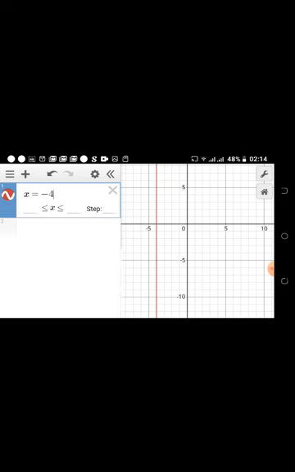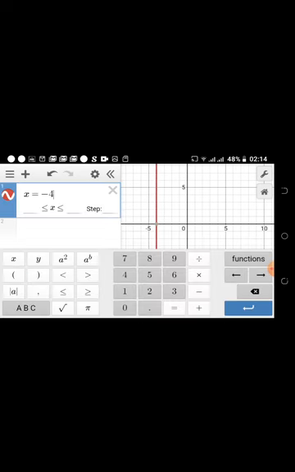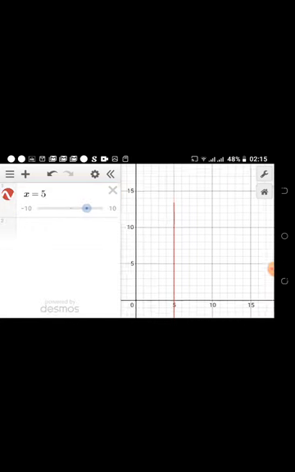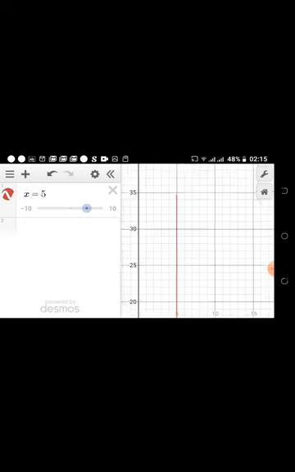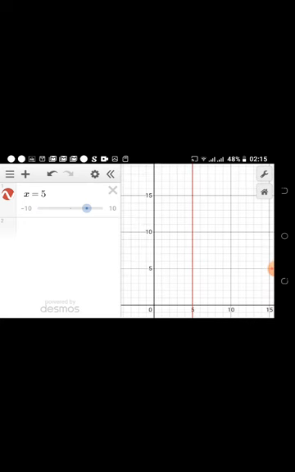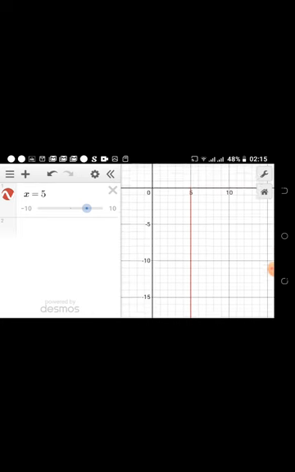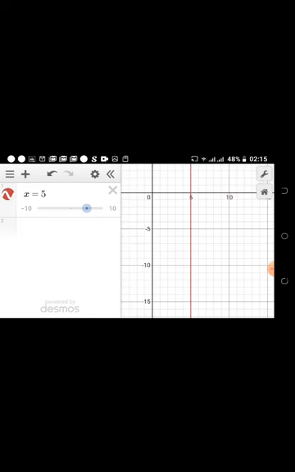Let me change this one to plus 5. You see that you go to the other side of x. Now you can see it is still parallel to the y-axis. Can you see, it keeps going on and on like that. So it's parallel to the y-axis once it is x equals an ordinary number. What about if I now do it this way?